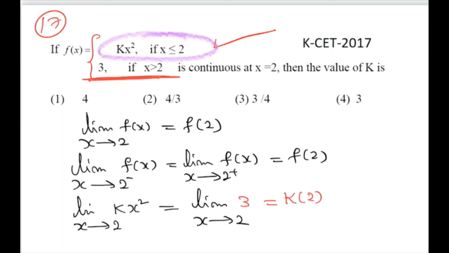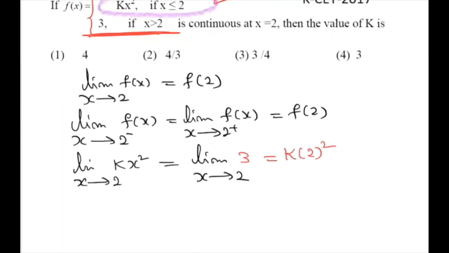Replace x by 2, k times 2 square. So these two are enough for us to equate. This is 3, this is 4k. Therefore, k is 3 upon 4.